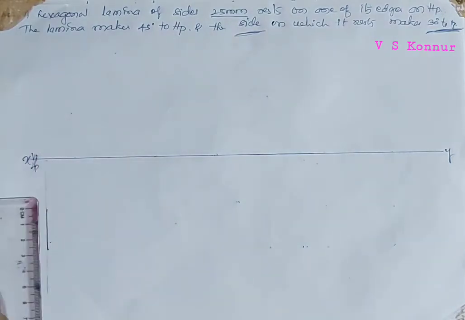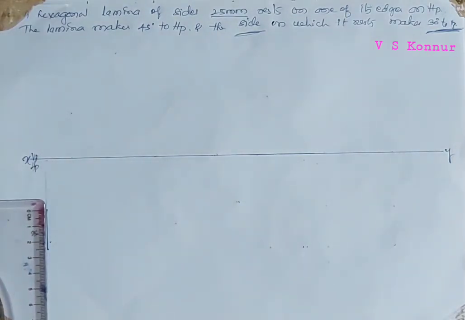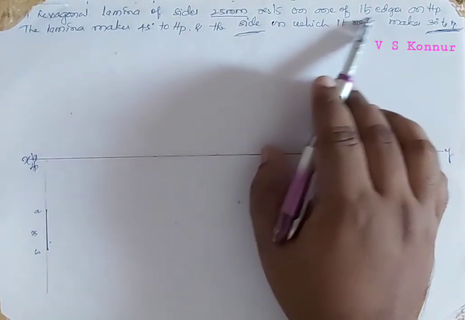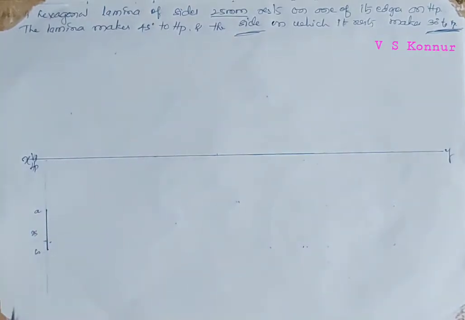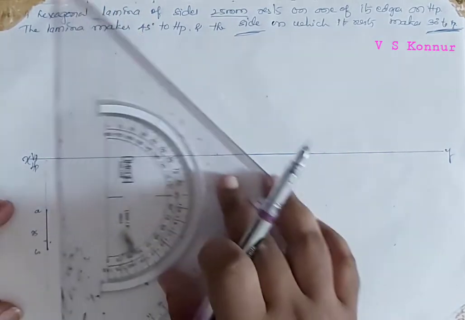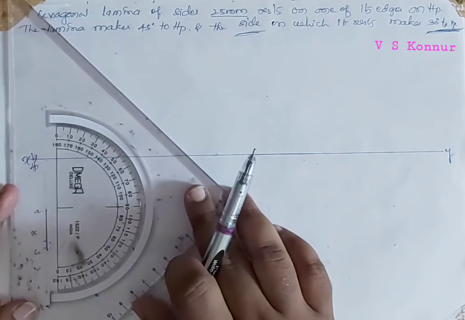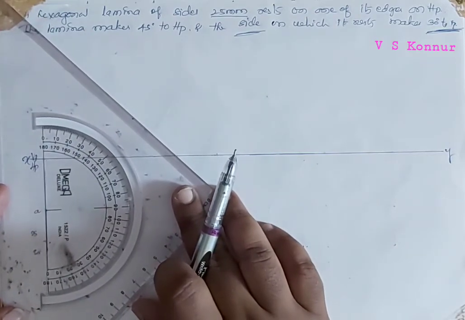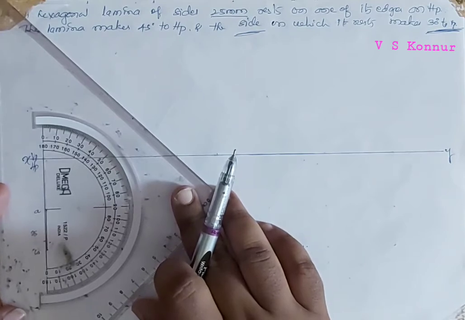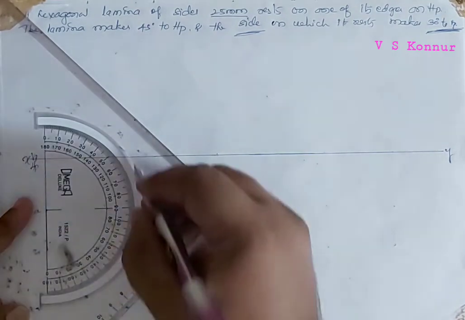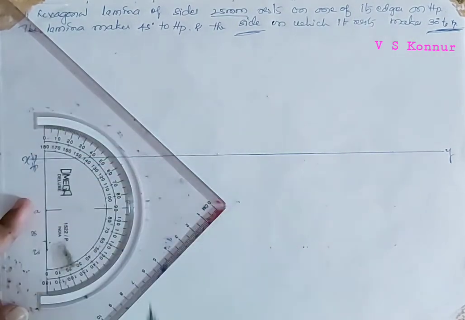I have taken the 25 mm side already. We will call it A, because it is resting on one of its edges. Because of that, the edge should be to the left side of the XY line. Now we will take the angle. The inside angle of the hexagonal lamina is 120, so we'll take 120 here on either side.